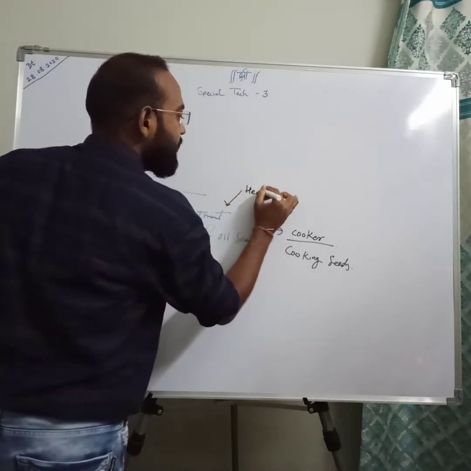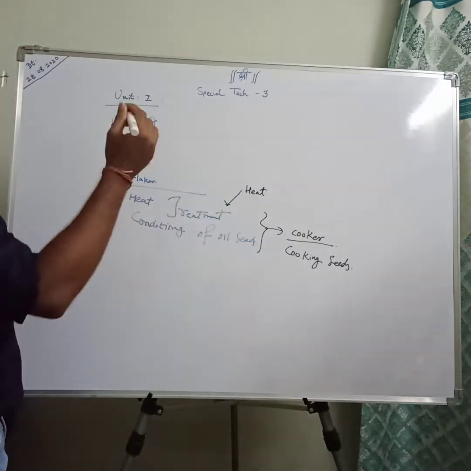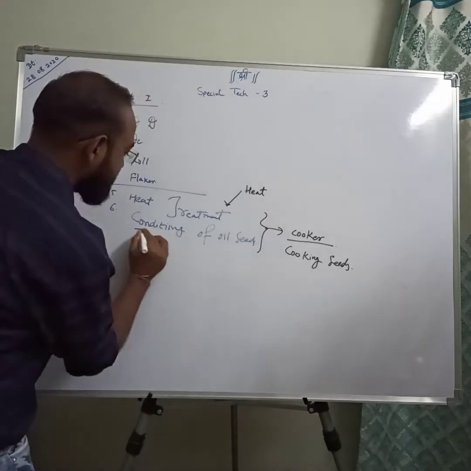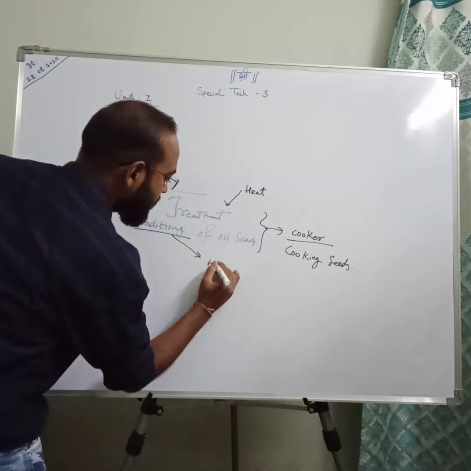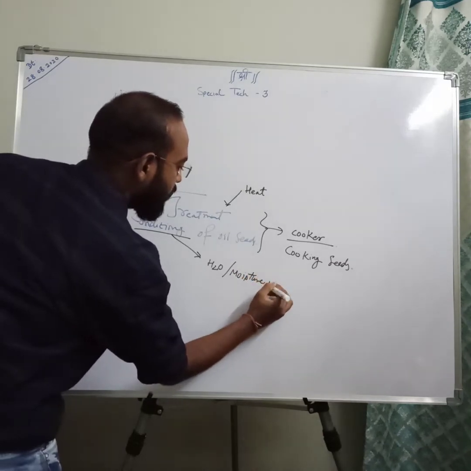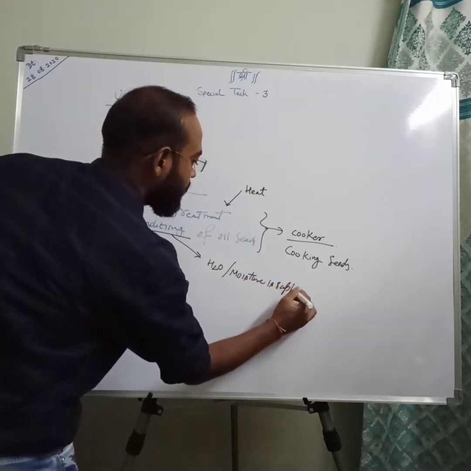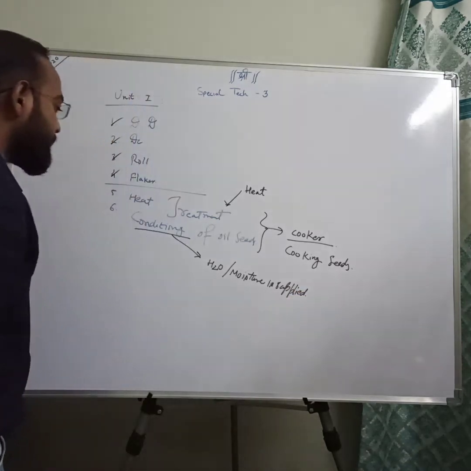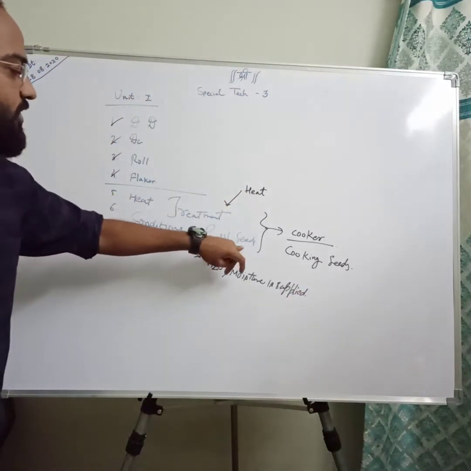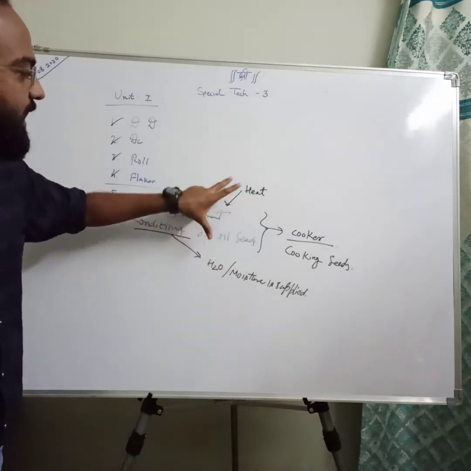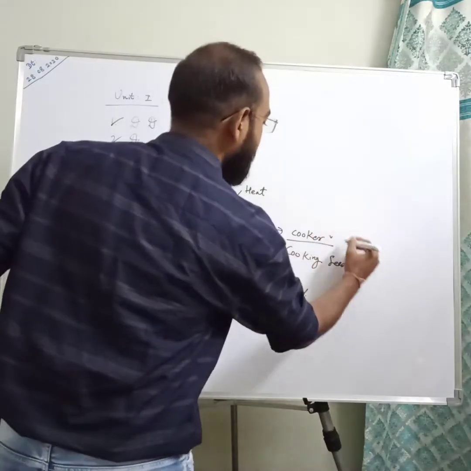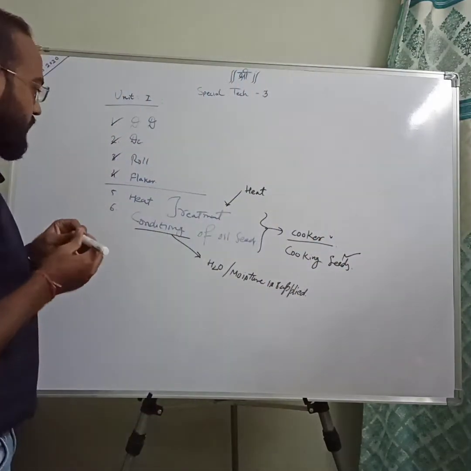heat is supplied. If you want to cook something, just take an example of your kitchen. There is a requirement to supply the heat. And second one, in conditioning, water or moisture is supplied. So, heat treatment, heat, and conditioning of oilseeds, water. So, heat and water play the role in the cooking operation, and your cooking is carried out. Okay.